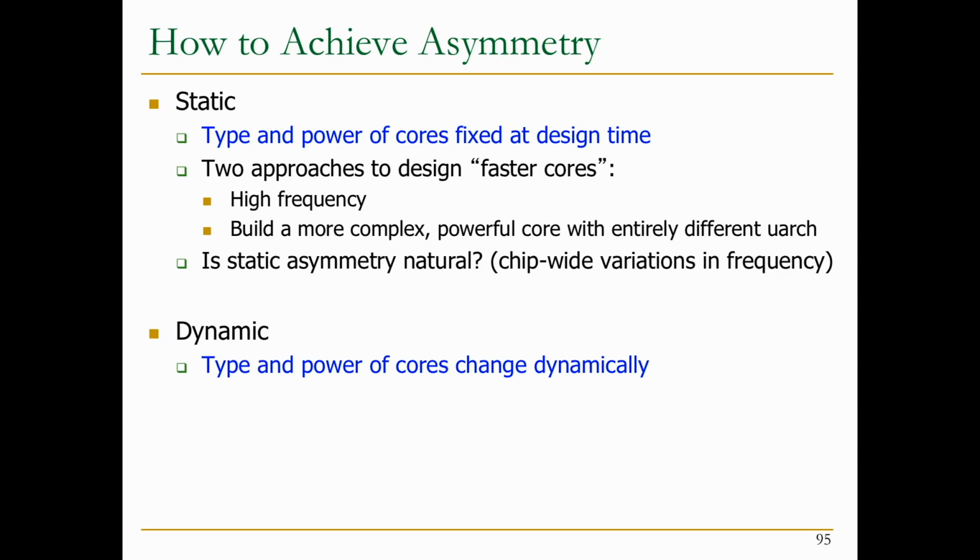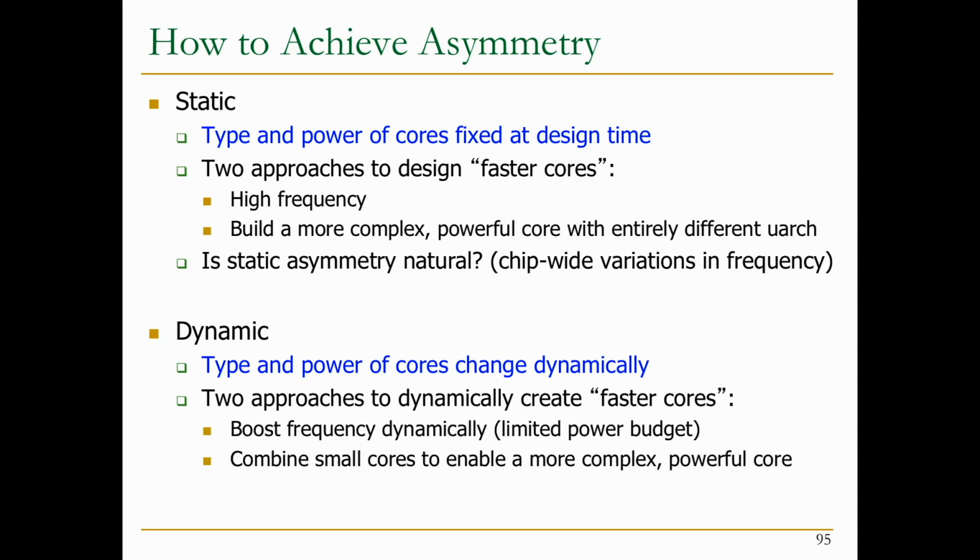I think a more flexible substrate is clearly a dynamic substrate, right? Static substrates always have the problem of how do you map some computation onto the static substrate. And you cannot change it. You can only move the computation somewhere else. But dynamic substrates adapt, meaning type and power of cores change dynamically. And there are two approaches to dynamically create faster cores also. One is you can boost the frequency dynamically within a limited power budget, of course. You're always limited by the power budget. Or you can combine small cores to enable a more complex, powerful large core.